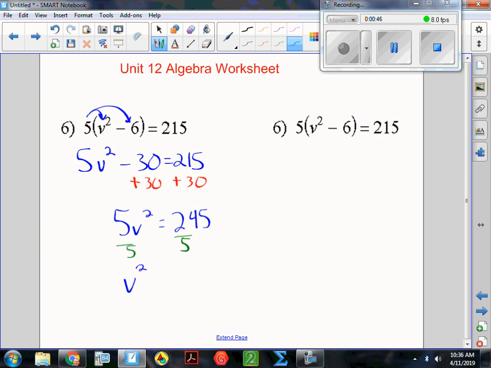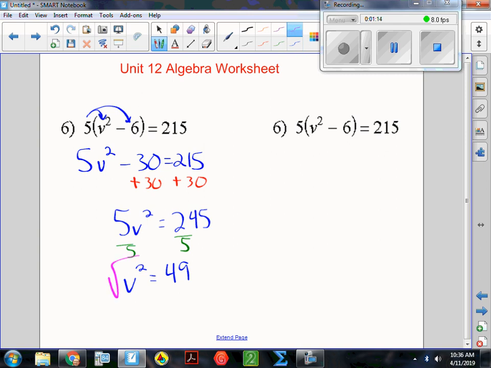So v squared is equal to, let's see, 43, I believe. I'm going to double check that with my calculator. 245 divided by 5 is 49. Yeah, I made a mistake there. Now I'm trying to figure out why. 24 divided by 5 is 4. That's 20. There's 4 left. 45. Okay, now I'm good.